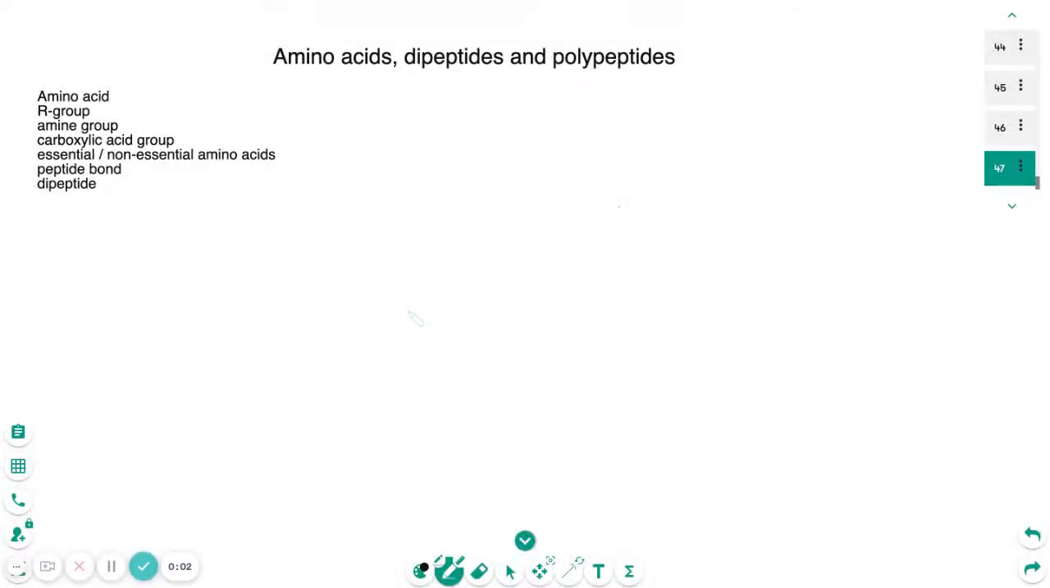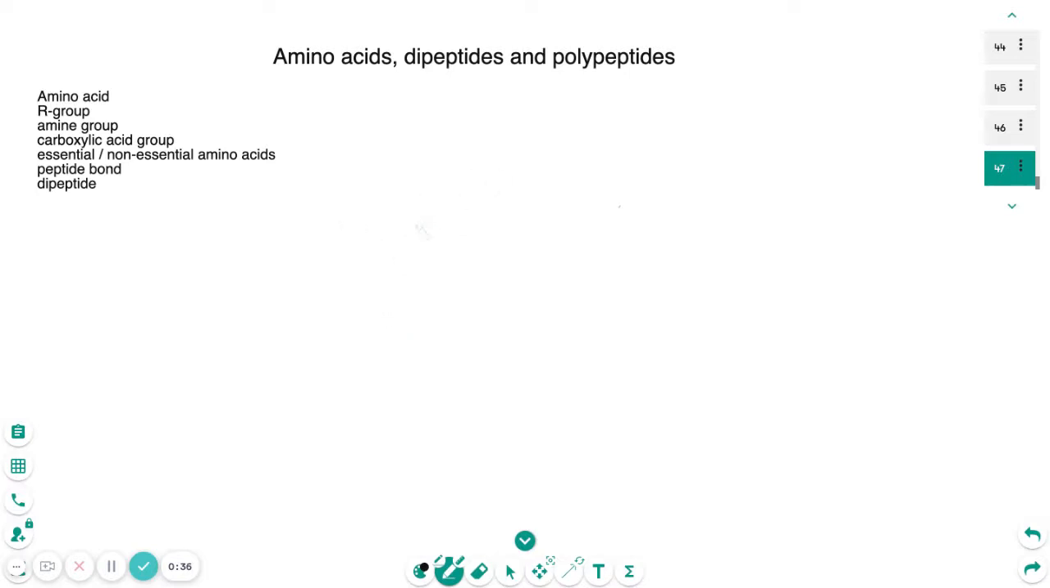Hi, welcome back. So we're going to just practice drawing amino acids, identify the different parts of the amino acid, how they bond together to form dipeptides, and then how that leads to becoming polypeptides. So just a really basic overview. Amino acids are the building blocks of protein. So when you come to learn about protein synthesis, you're going to need to have a good grounding on the different parts of the amino acid and how they bond together. Okay, let's get started with it.